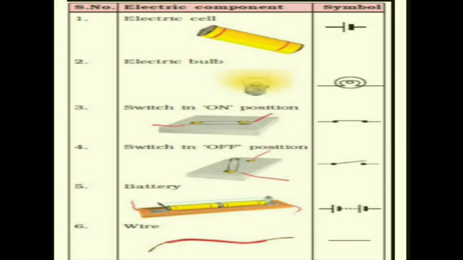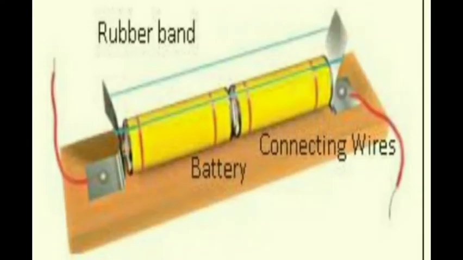Now, for some of the activities, we may need more than one cell. Many devices such as torches, transistors, toys, TV and remote controls use batteries. To perform an activity, how can we connect the cells to prepare a battery? You can make a cell holder as shown in the picture using wooden blocks, two iron strips and a rubber band.